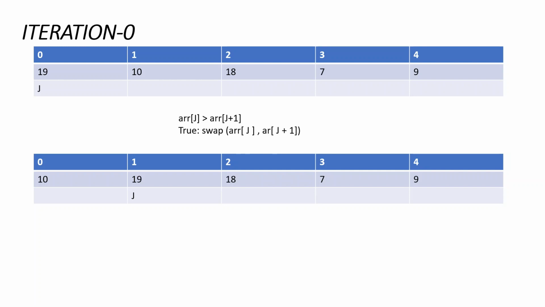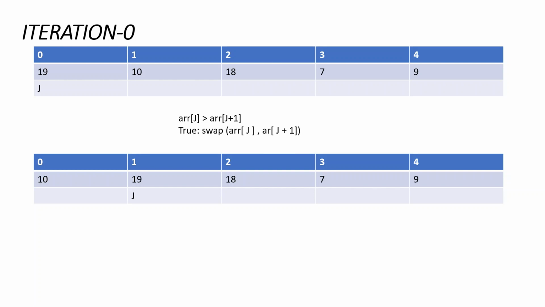Now I am incrementing j by 1. After incrementing, the position of j is at index 1. At index 1, the value is 19. So again I am going to check the condition whether arr[j] is greater than arr[j+1] or not. So I am checking.